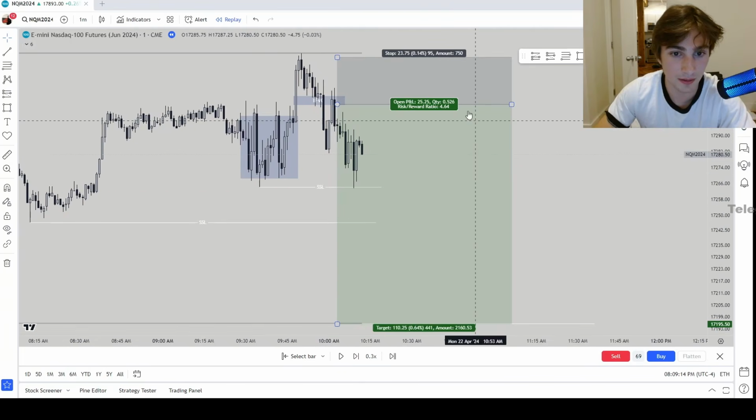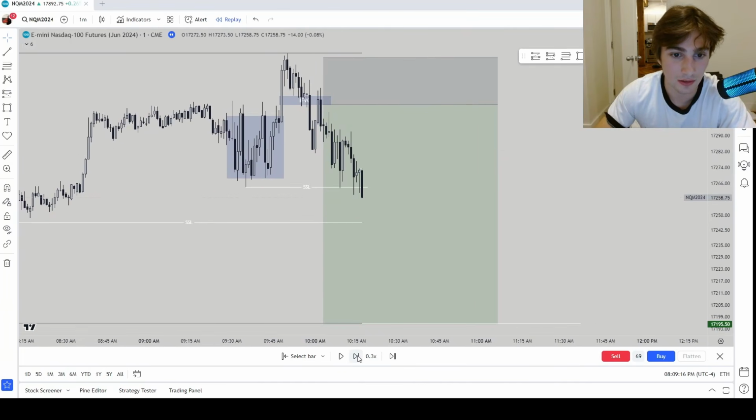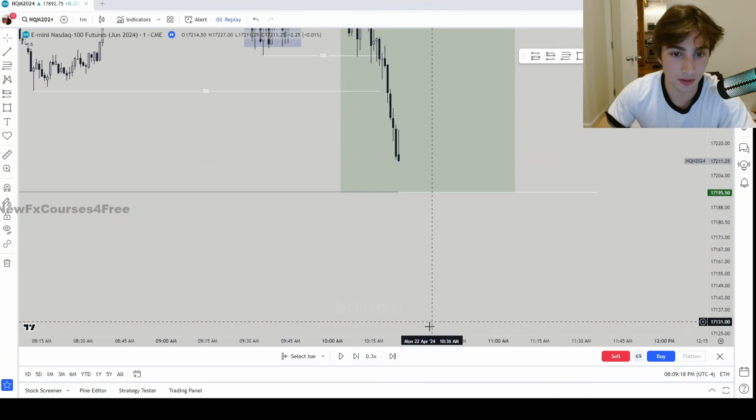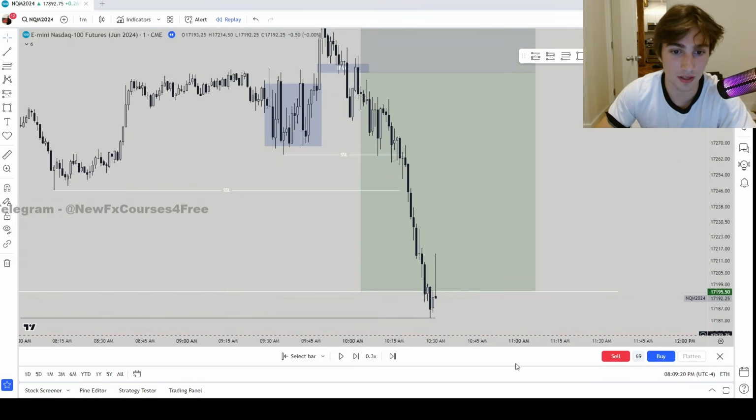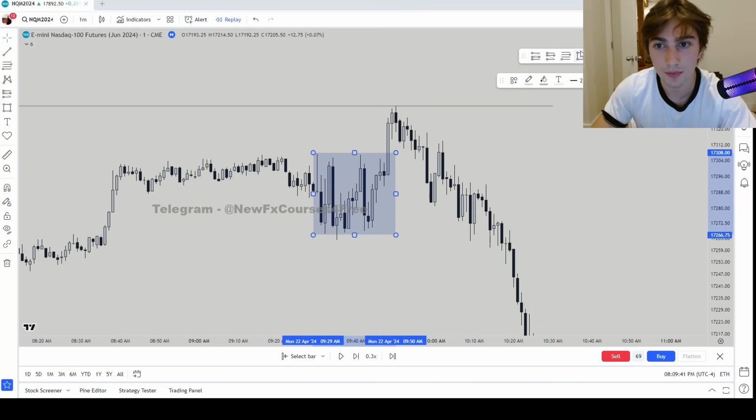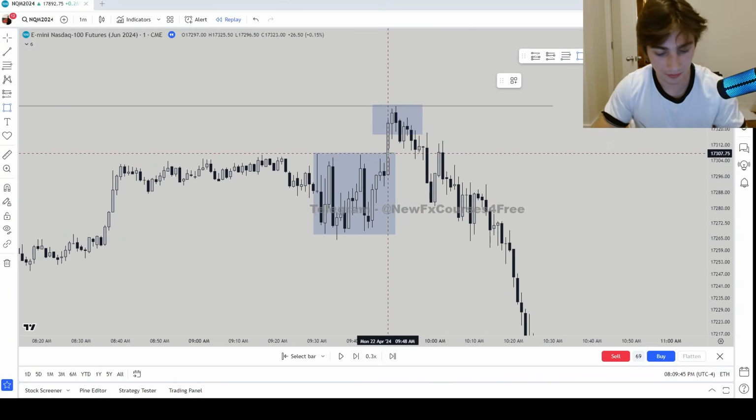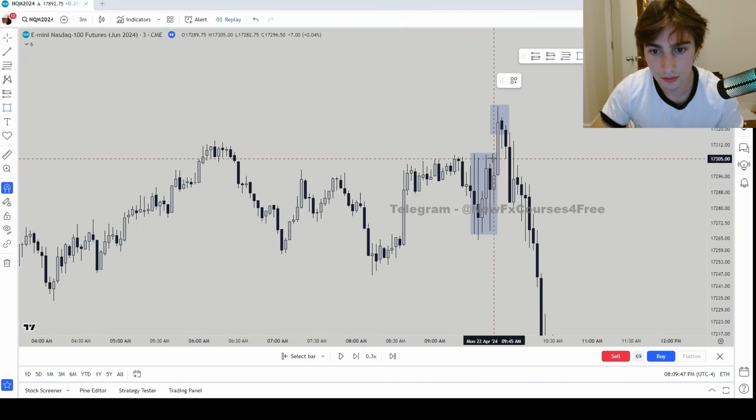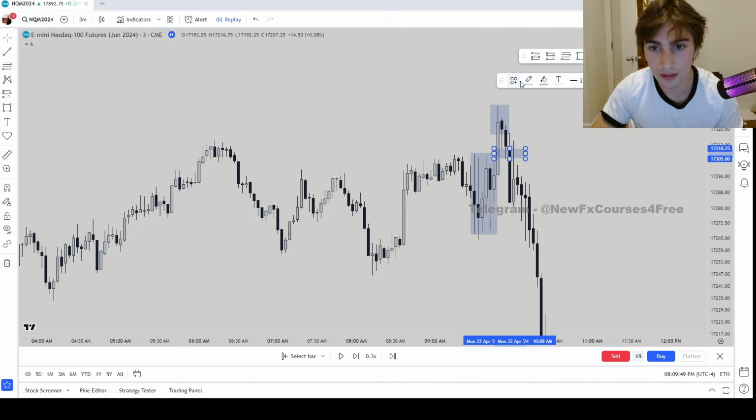First partial right there, move stop to break even. Price keeps running lower, ends up filling the opening gap. So let's go over this again, right? We have our accumulation zone right here, our manipulation right here, and we have our 3 minute inversion right here.